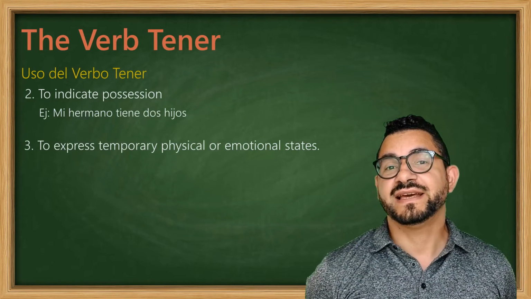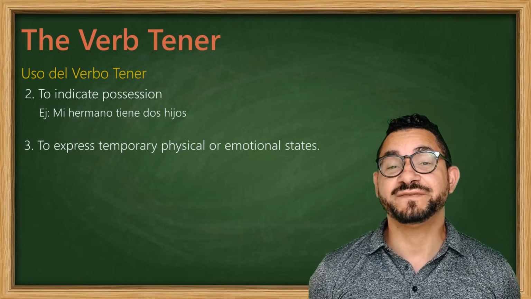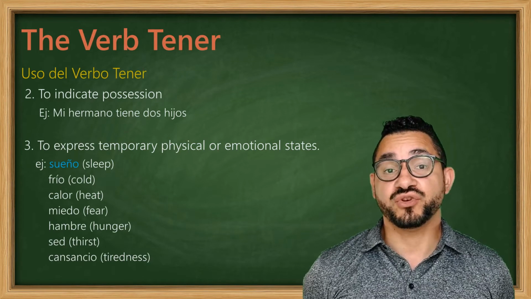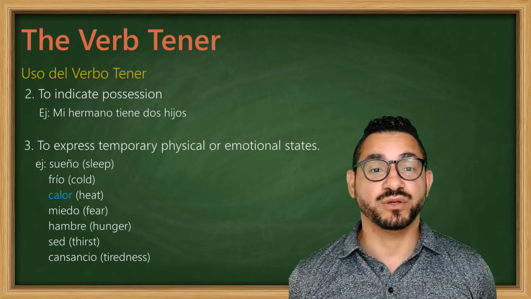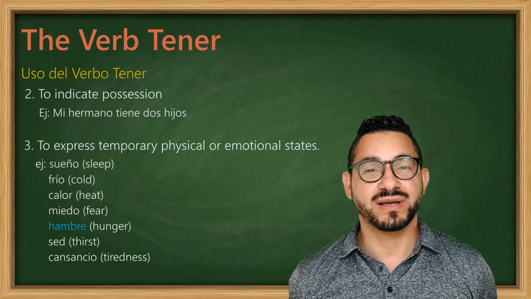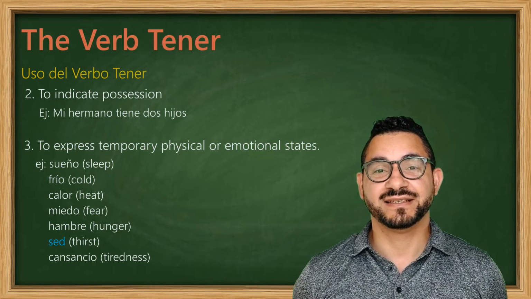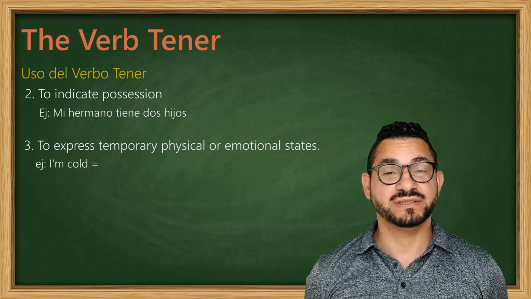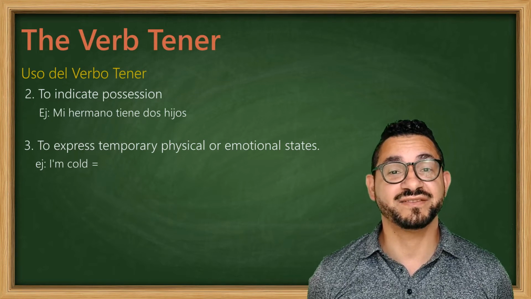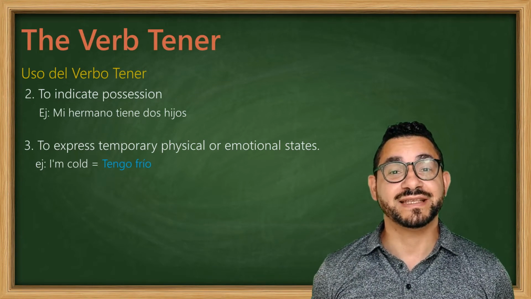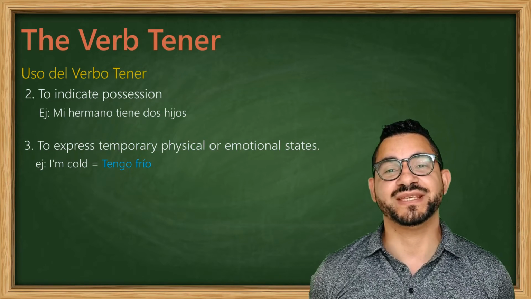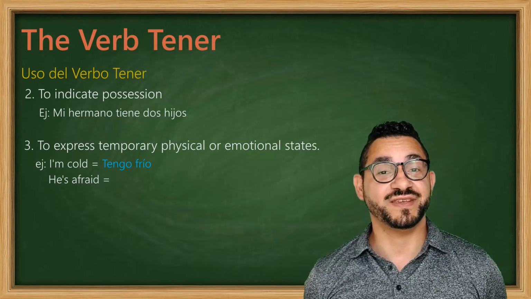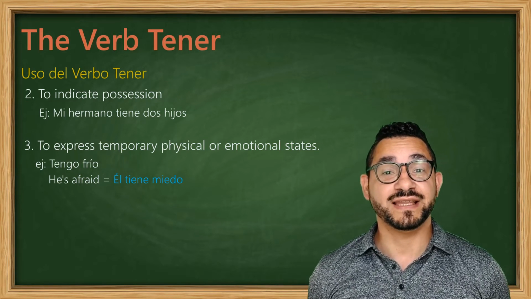Number three, tener is used to express temporary physical or emotional states, such as sueño, frío, calor, miedo, hambre, sed, and cansancio, etc. So when in English you say, I'm cold, in Spanish you have to say, I have cold. So it would be, tengo frío. Another example would be, he's afraid. In Spanish you would have to say, he has fear. So it would be, él tiene miedo.